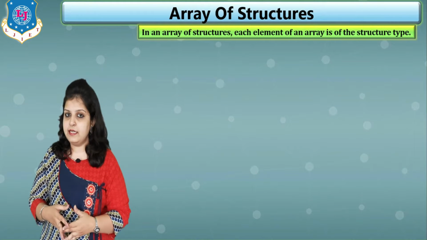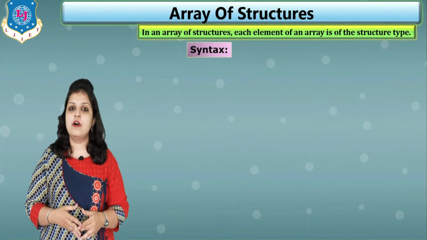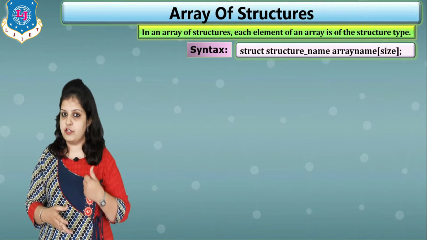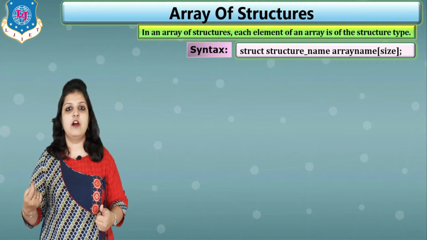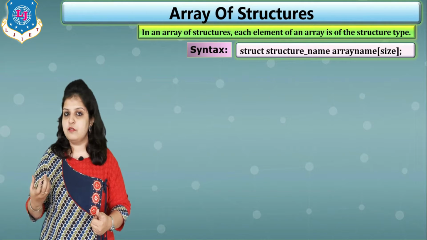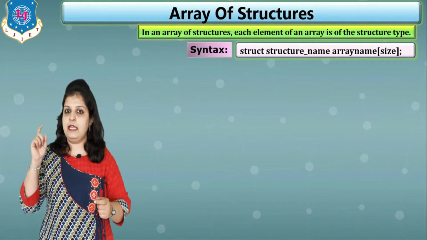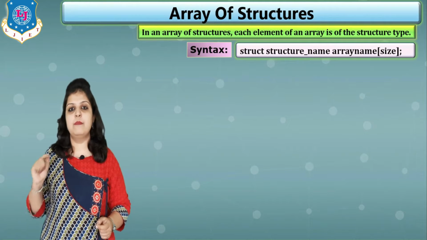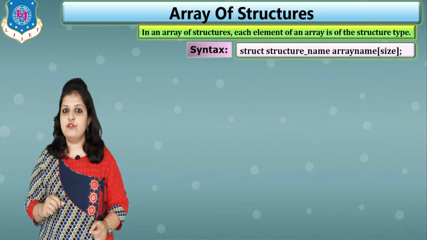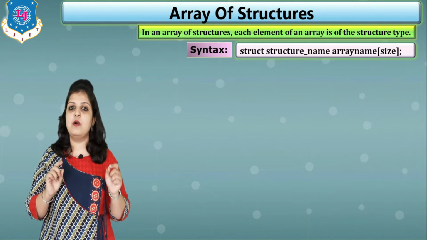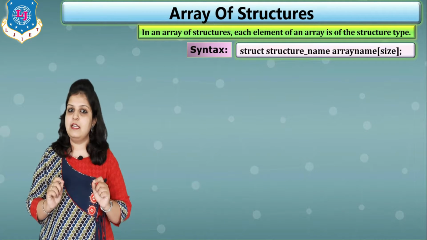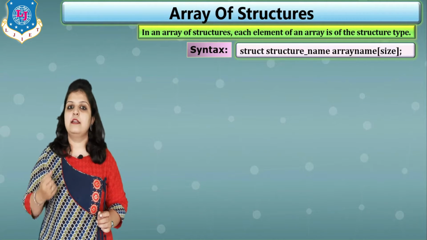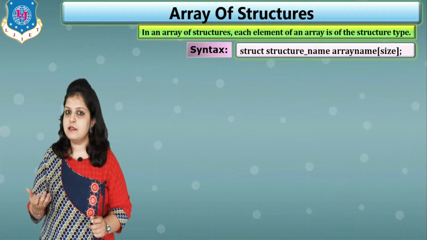So how can we declare it? Let's see the syntax. First you have to write the struct keyword, then after it your structure name, and then after it your array name. Suppose for student I am taking S, and in brackets you have to define the size, and this size means the number of students. If you want to store 10 students' data, then you have to mention the size in brackets as 10. If you want to store 50 students' data, then mention 50 as the size.